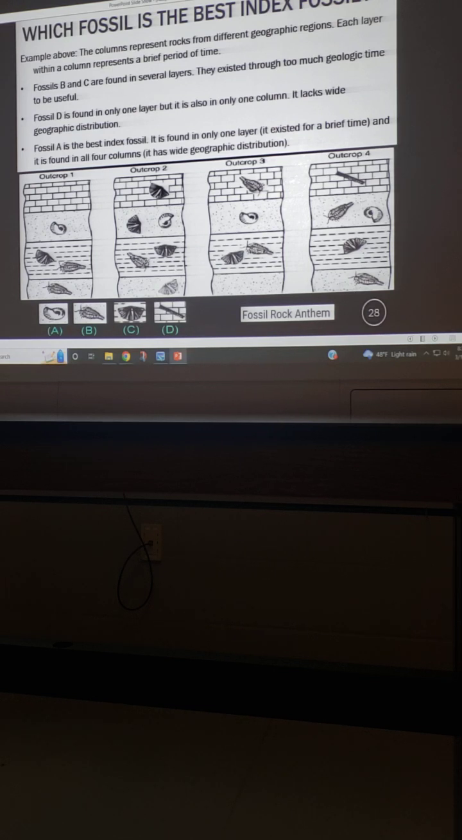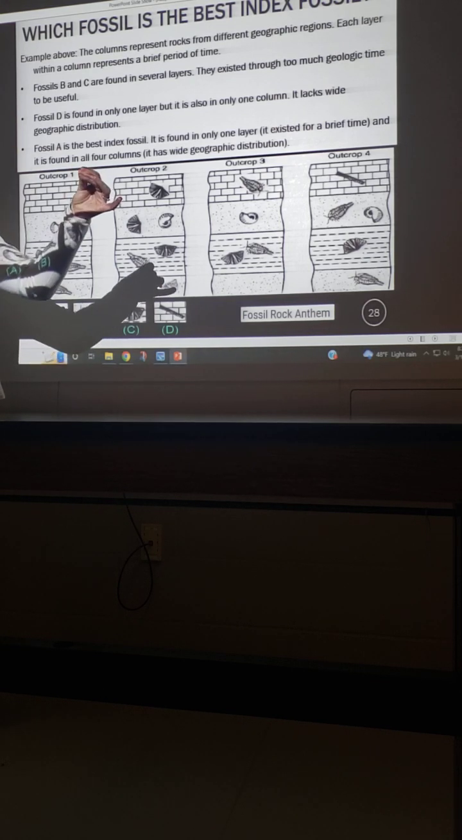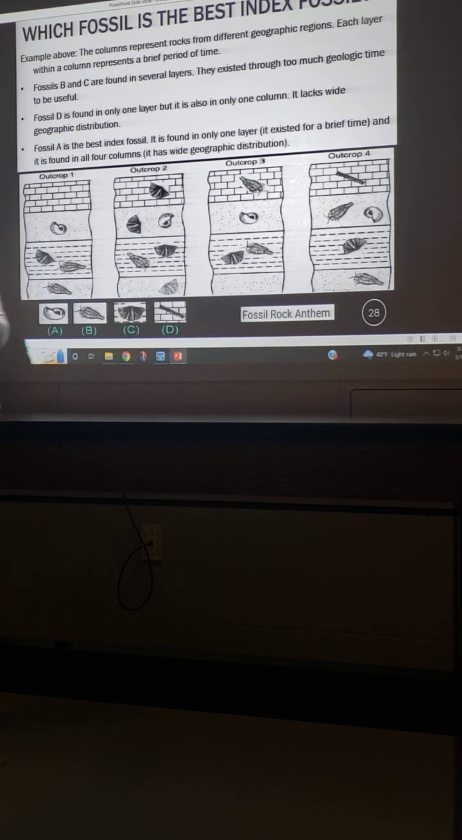All right, so it's not really that hard. You just have to kind of go through your checklist. Most of the time, they're going to have a unique and distinct shape, right? So really it comes down to, are they in all locations and are they just living in that short period of time or found in 1 layer?